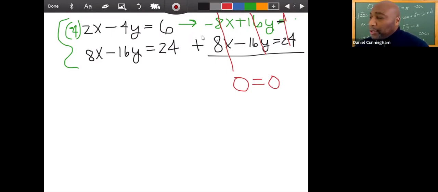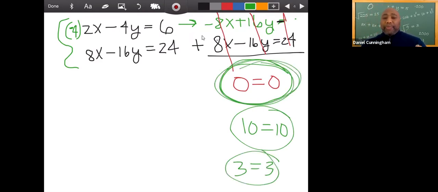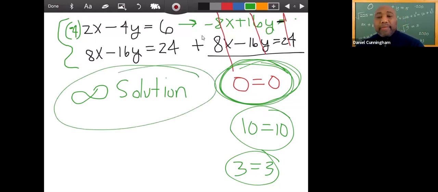So whenever you get 0 equals 0, or maybe 10 equals 10, 3 equals 3, which is true, basically this 0 equals 0 is saying that's true. When this happens, this means you have infinitely many solutions. So this is an example of something with infinitely many solutions. And it happens when you eliminate the x and y's and the numbers and you get 0 equal to 0, because that is true.